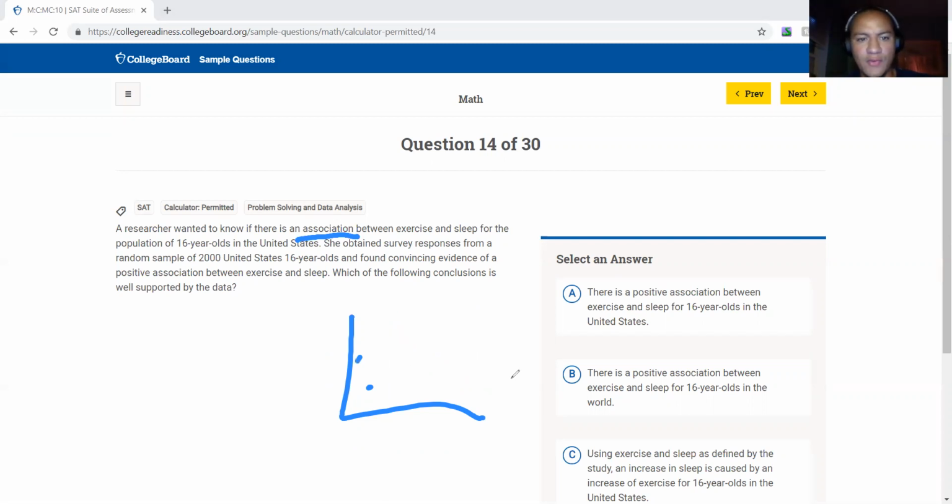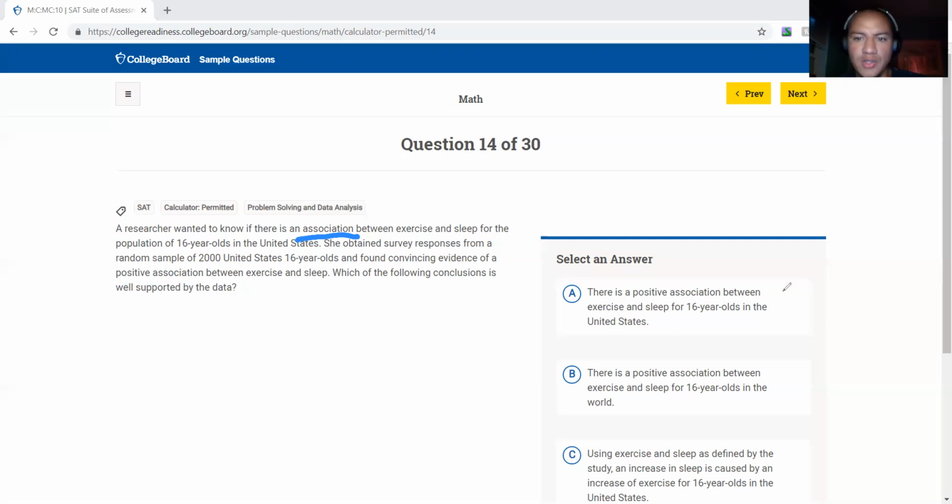So let's see the rest of the question. She obtained survey responses from a random sample of 2,000 United States 16-year-olds. Probably mailed them out. and found convincing evidence of a positive association between exercise and sleep. So there you go. She found out that there's a positive association between exercise and sleep. So basically, she's done. Which of the following conclusions is well supported by the data?